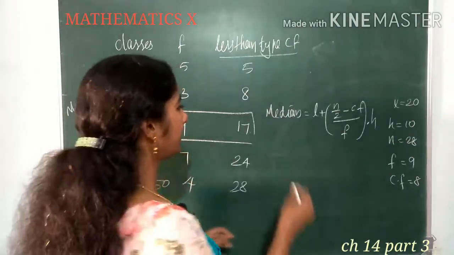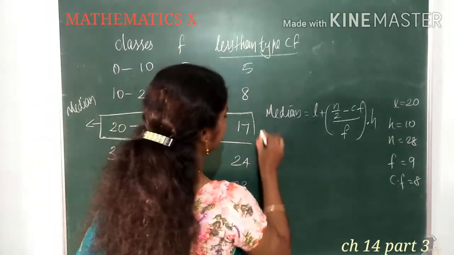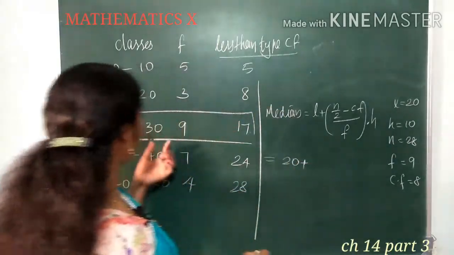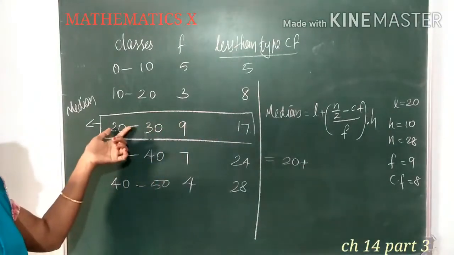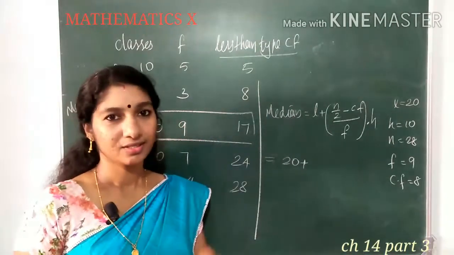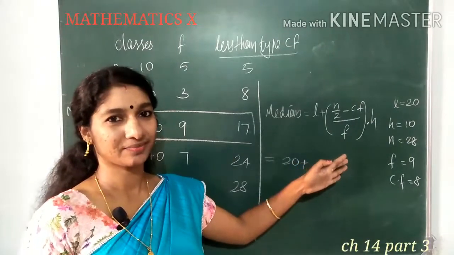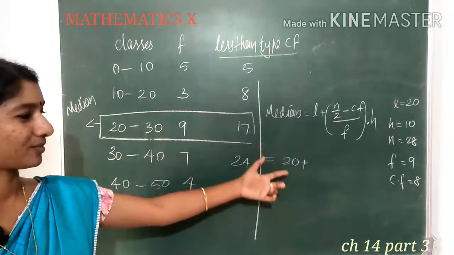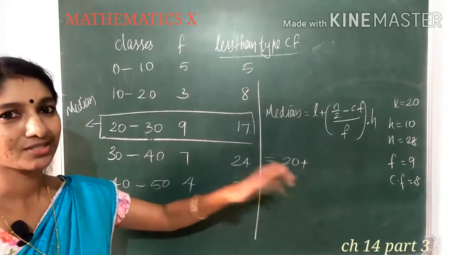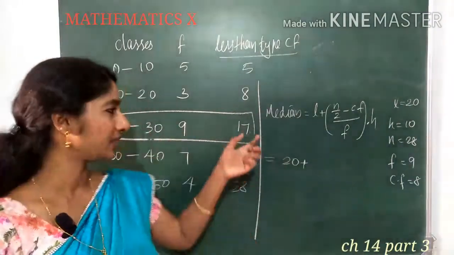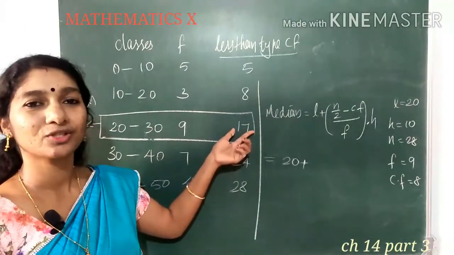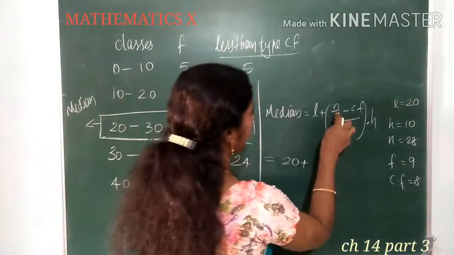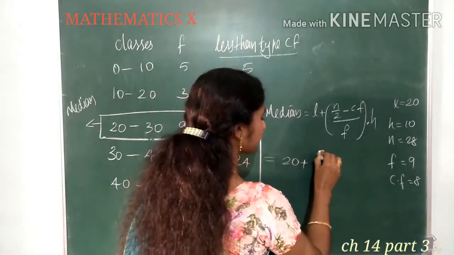Okay, then substitute the values. 20 plus, we know our median lies between 20 and 30, isn't it? So 20 plus something we are going to find. It should not be more than 30. If it is coming more than 30, some calculation mistake we did, you need to think like that. Because our median lies between 20 to 30, that means the 14th observation and the 15th observation are in between 20 to 30 marks.